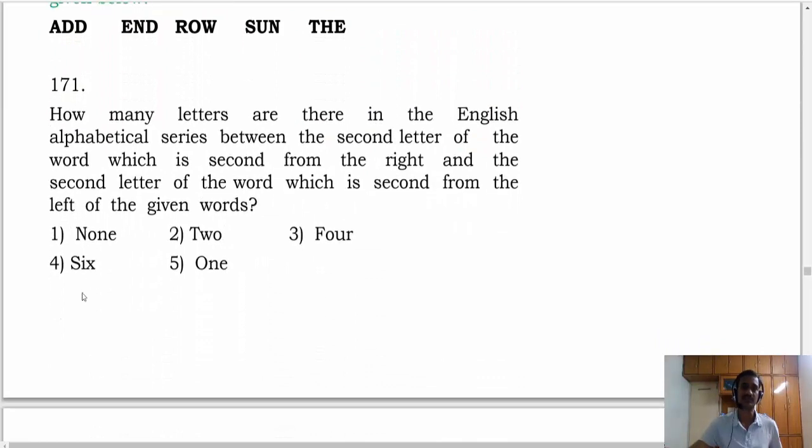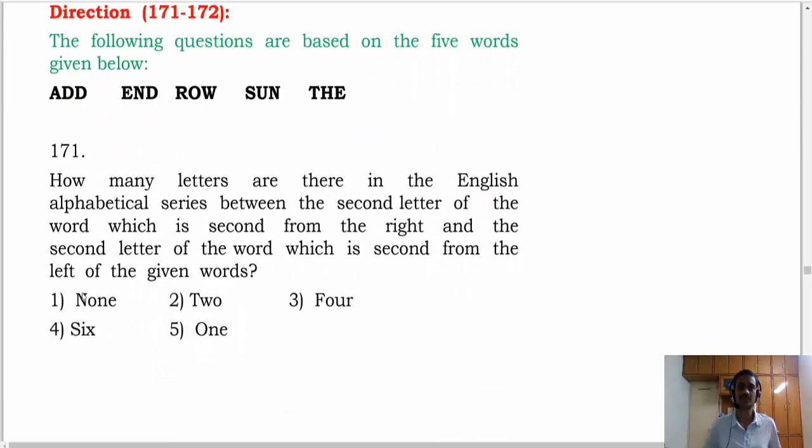Then 171 and 172. How many letters are there in the English alphabetical series between the second letter of the word which is second from the right? Second from the right, what is it? Sun. In sun, what is the second letter? U. And the second letter of the word which is second from the left. Second from the left, the second letter is n. How many letters are there between n and u? How many are there, tell me? O P Q R S T. Hence there are 6 in between. Choice for 171.